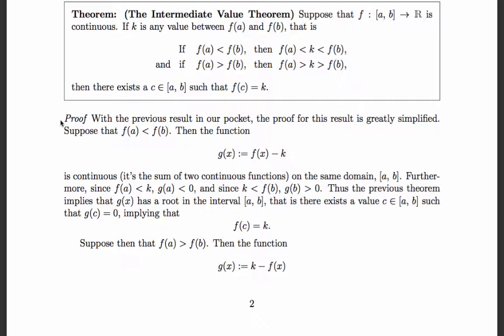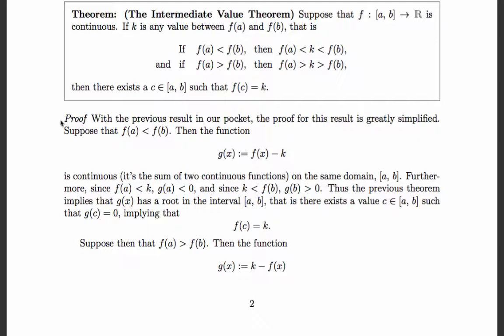Suppose we're in the first case that f of a is less than f of b. Then g of a is less than g of b. Furthermore, we know that g is continuous because it's the sum of two continuous functions. F is continuous, and negative k is a constant function, so it's continuous. Therefore, the previous theorem directly implies that there exists a c in the domain for which g of c equals 0. Meaning at that same point c, f of c equals k.